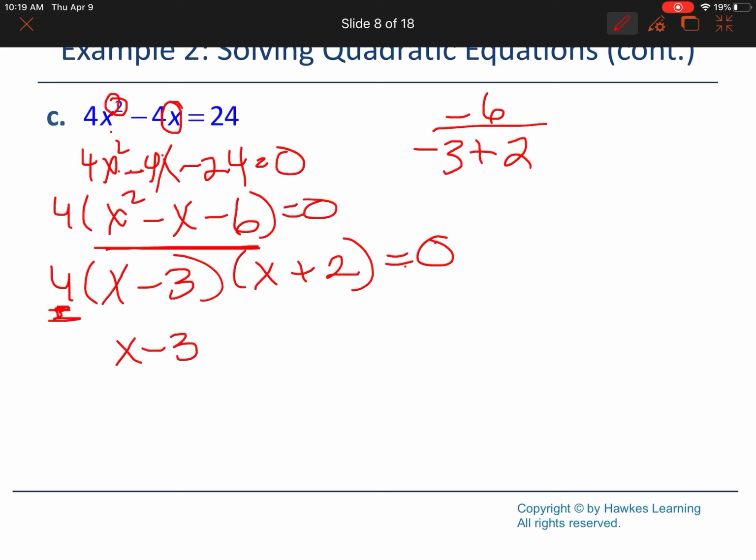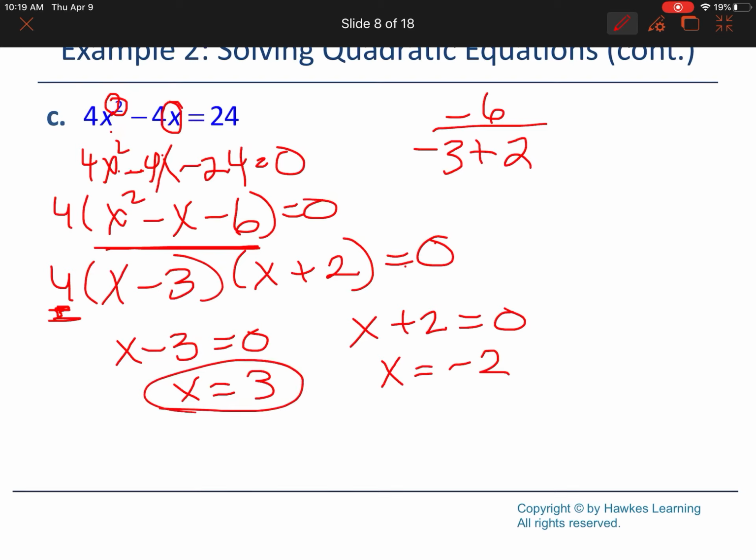We're just going to look at x minus 3 could equal 0, or x plus 2 could equal 0. So if I add 3 to both sides, I get x equals 3, and if I subtract 2 from both sides, I get x equals negative 2. So those are my two answers.